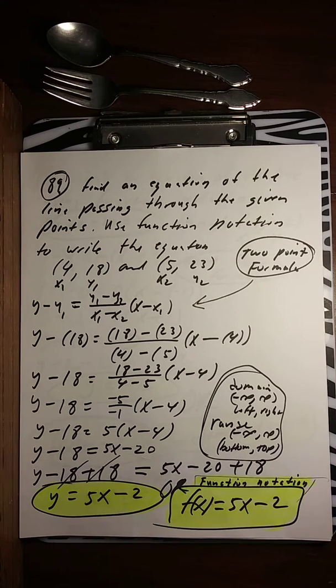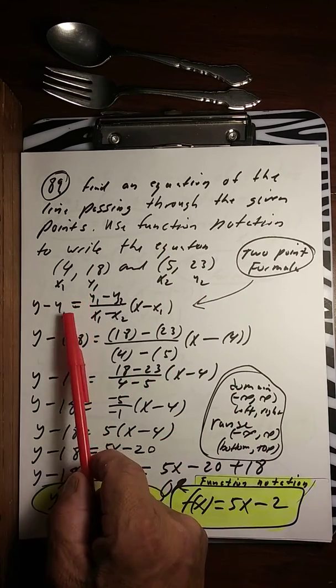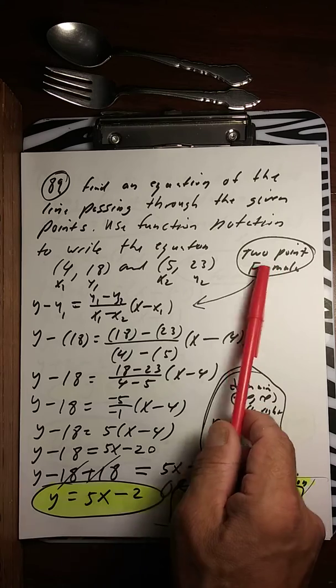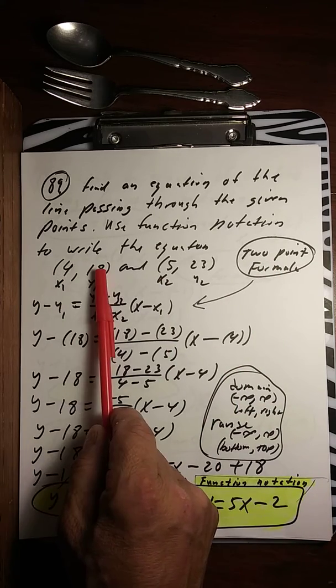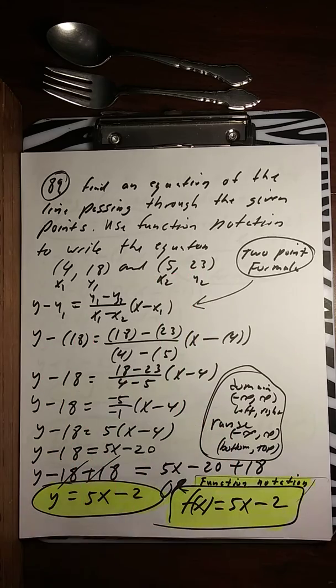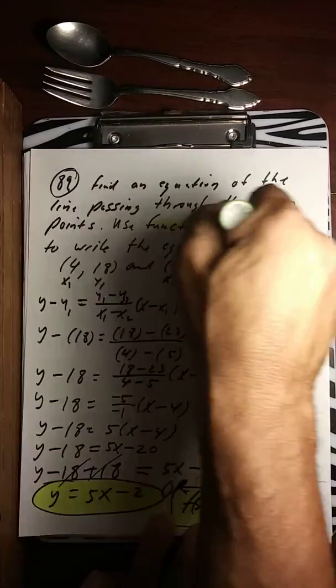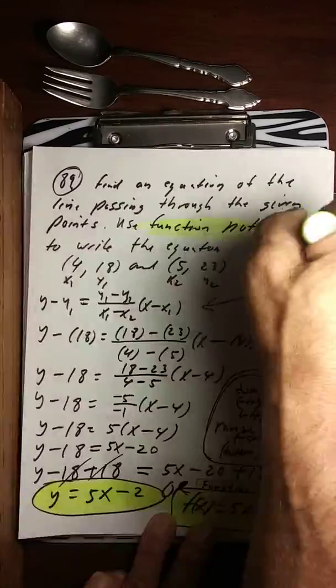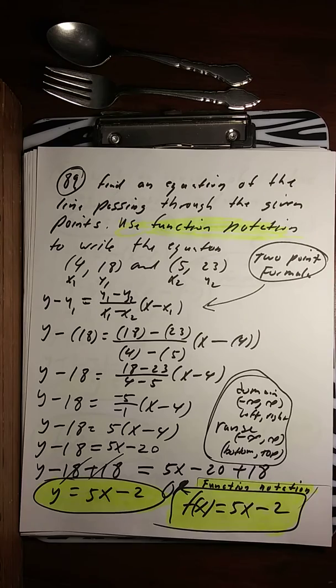Find the equation of the line passing through the given points. Use function notation to write the equation. Alright, so two-point formula: x1, y1, x2, y2. There they are. So now we're going to set this up and we're going to write this in function notation. There's a note right there. Make sure we do that. Okay, so now let's go from there.